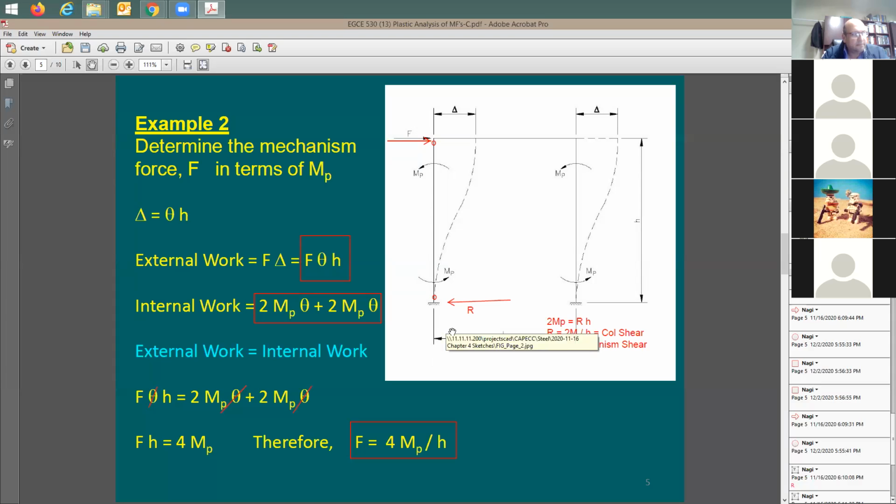Oh, okay, so it has to do with the type of clamping or the boundary conditions, right? Yeah. Okay, thank you. Yes, all right. Very good.